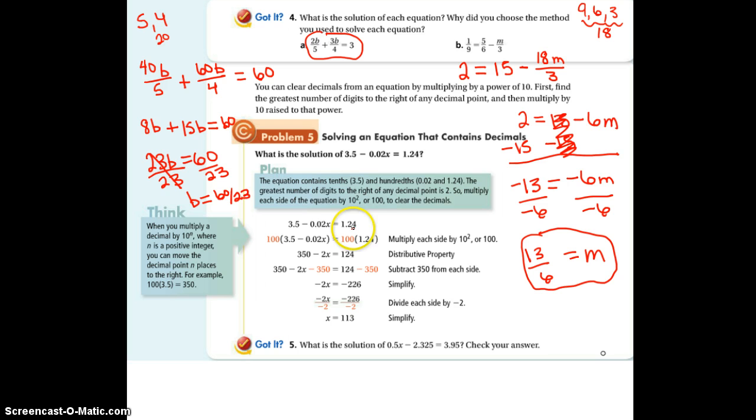So in this problem right here, I could actually multiply everything by 100. And when I do that, I end up with an equation without any decimals in it. But you don't have to do that, because you could just subtract the 3.5 from both sides and then divide by negative 0.02, and you'll end up with this exact same answer either way. So you don't have to clear the decimals.